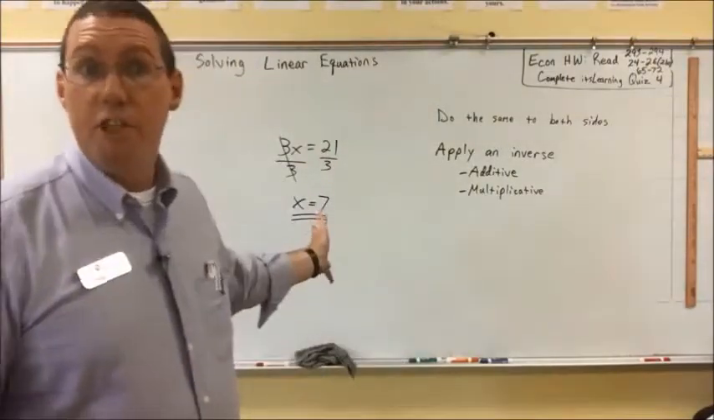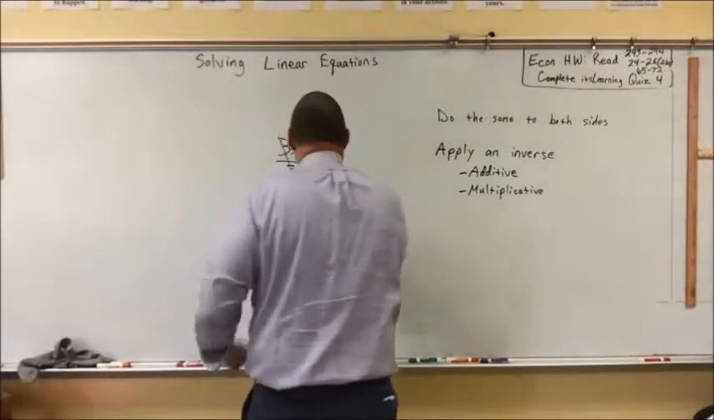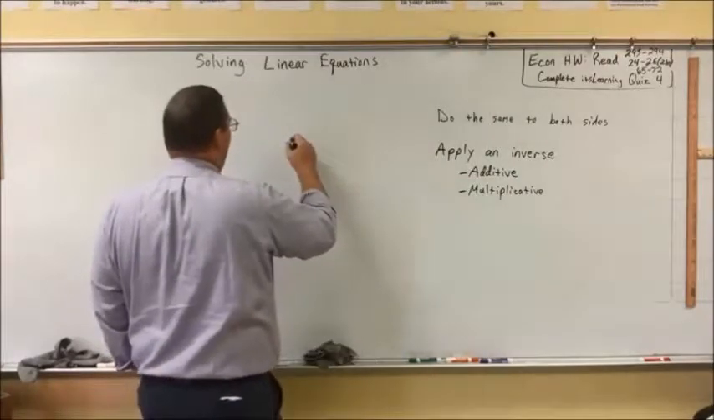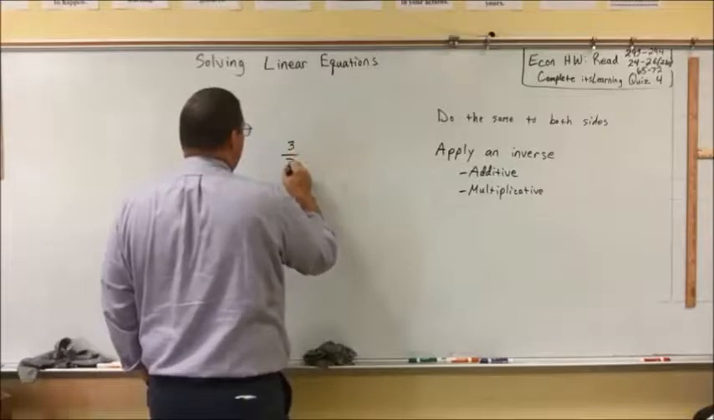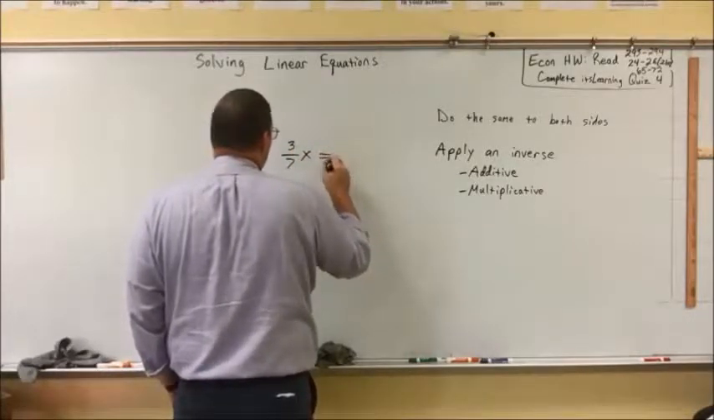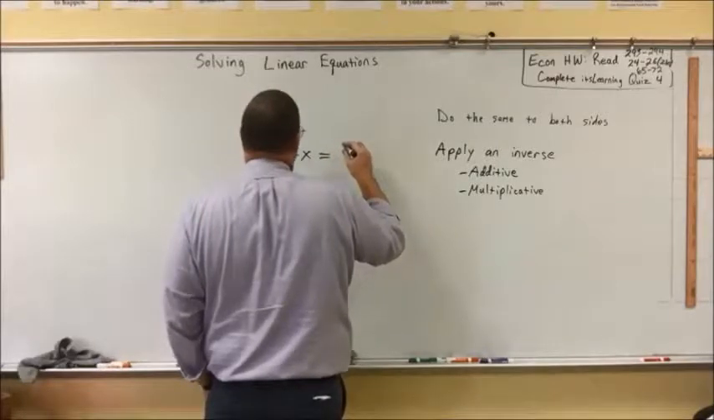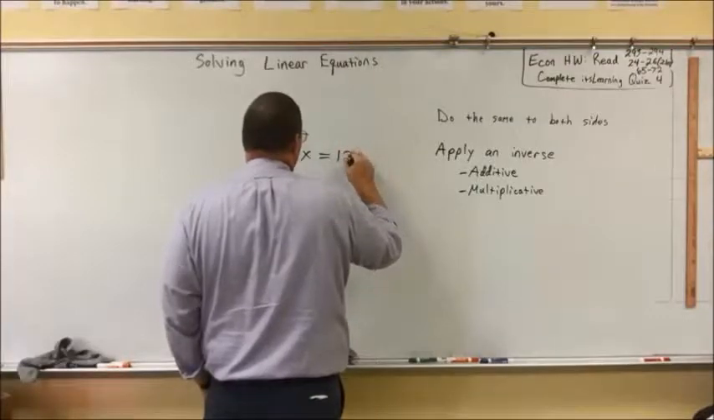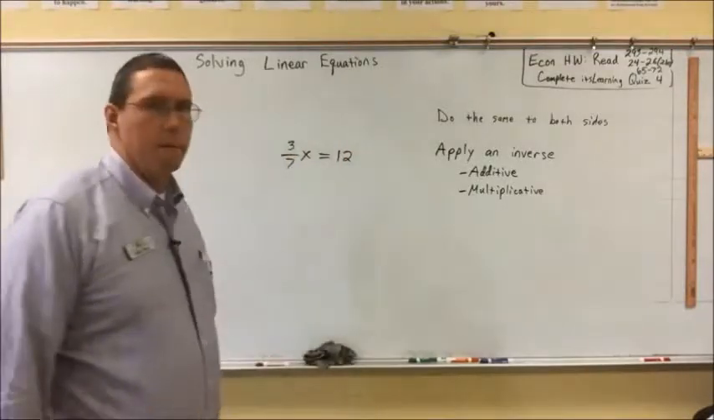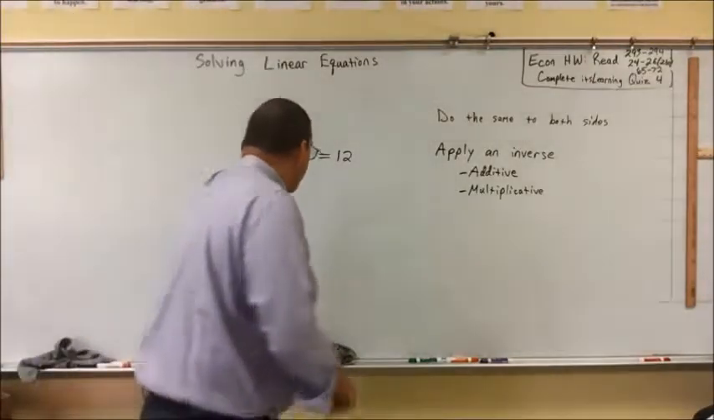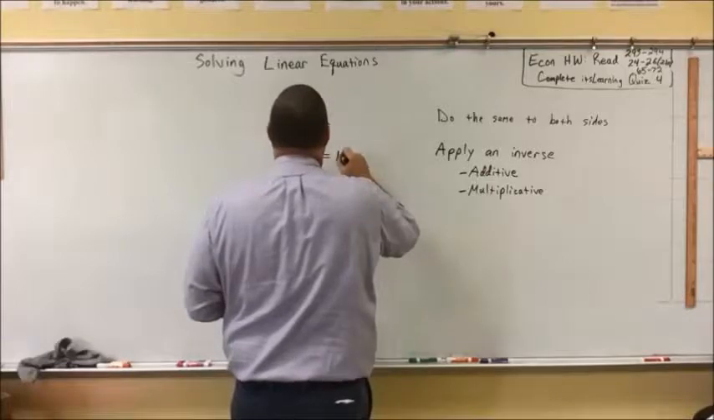Now, I want to show you a situation where it's better to do the multiplicative inverse instead of the division by. What if, let's say that you had 3/7 x is equal to, let's see here, 12. Let's try that. I'm not sure if it's going to work out, but let's give it a shot. Let's say 3/7 of x is equal to 12. Let's make it even worse. Let's make it terrible. Make it 11.